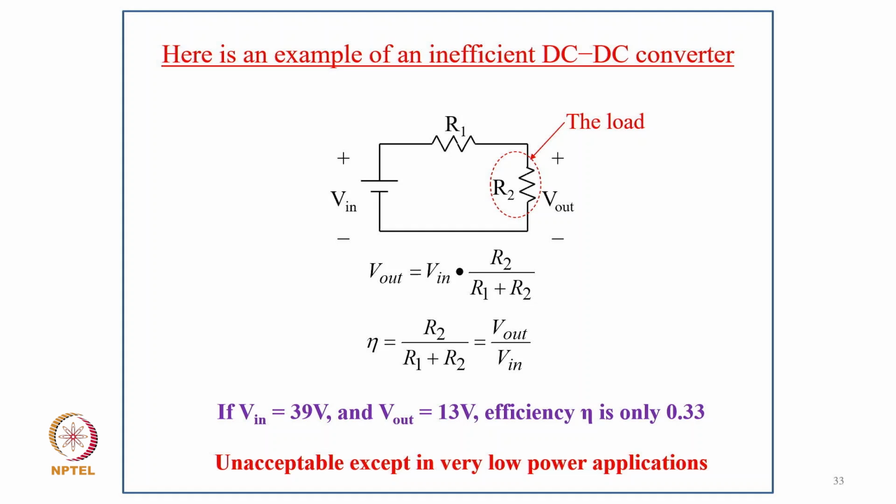If we have a Vin with a resistance R1 and the output load is R2, if we connect a simple resistance, what is the efficiency? The output current is Vin divided by R1 plus R2, multiplied by the output load resistance R2. So the efficiency becomes R2 upon R1 plus R2, which equals Vout upon Vin. If Vin is 39 and Vout is 13, the efficiency remains only 33%, which is unacceptable. It is usable only for low power applications, because it has very poor efficiency. That's why we go for the switch mode power converter.